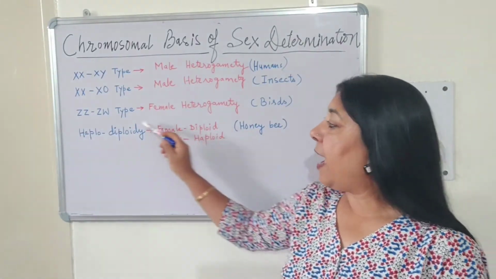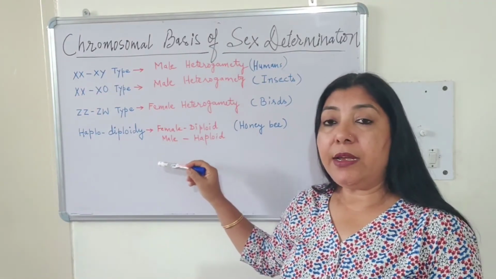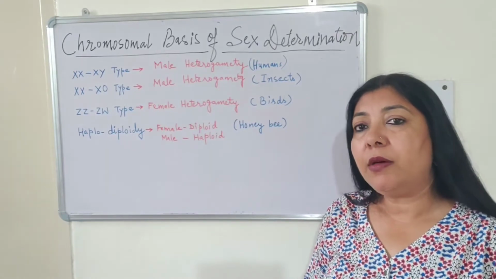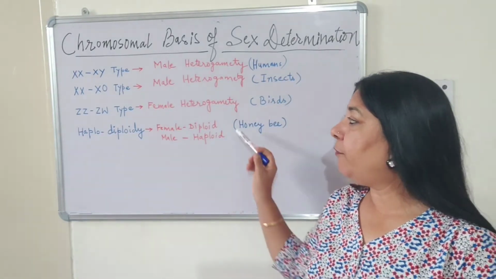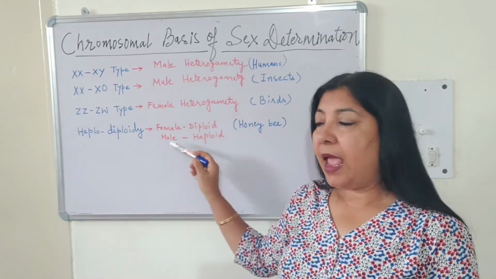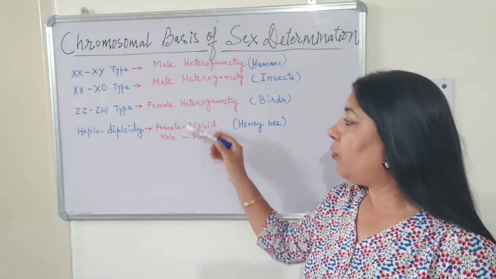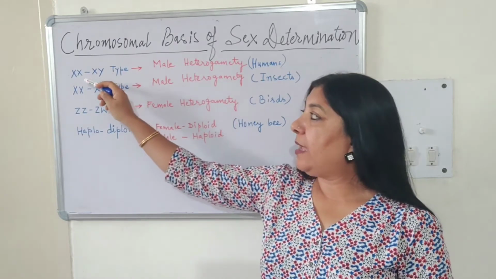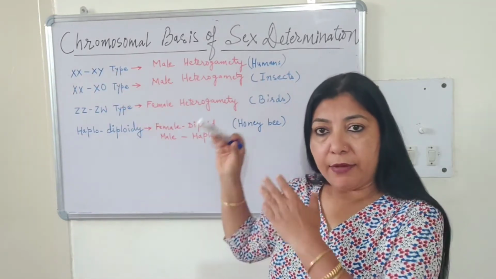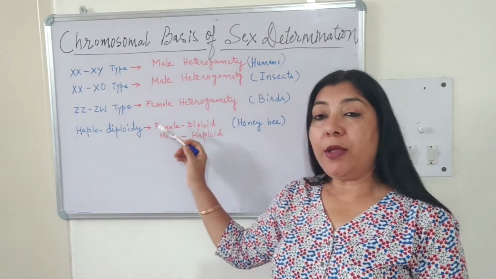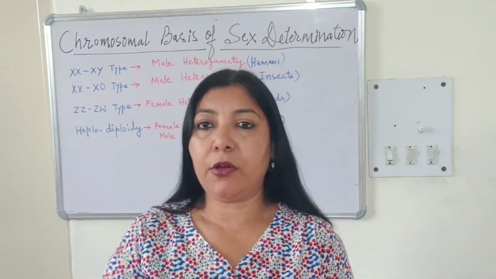Now, this haplodiploidy, again, it is a very different type of sex determination in case of honeybee, where females are diploid and males are haploid. So we will be studying out of these four XX, XY type with the help of cross, and then we will also study haplodiploidy with the help of the cross.